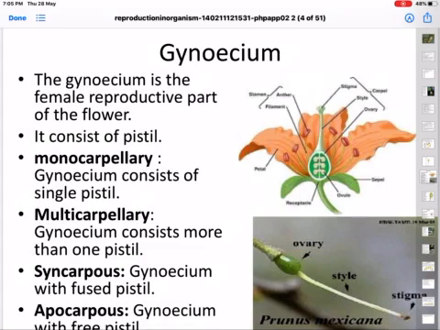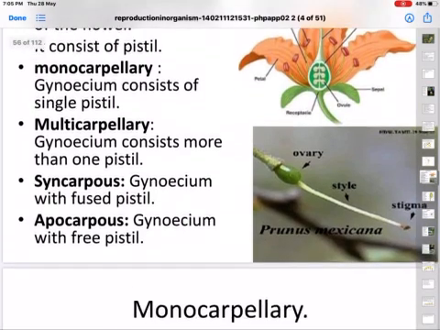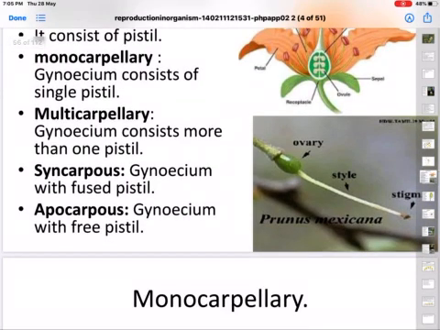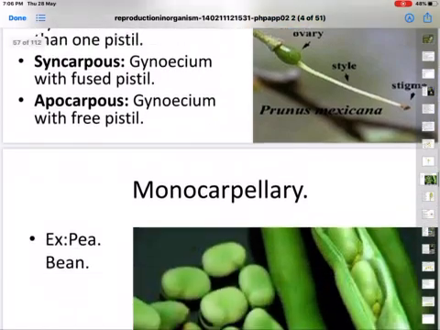A gynoecium is the female reproductive part of a flower. It consists of a pistil, and if the gynoecium has got a single pistil, then we say it is monocarpellary. And if it consists of more than one pistil, then we say multicarpellary. And in some flowers, the pistils fuse, and then we say it is syncarpous. Syn means mixing. And in apocarpous, of course, the gynoecium will have free pistils.